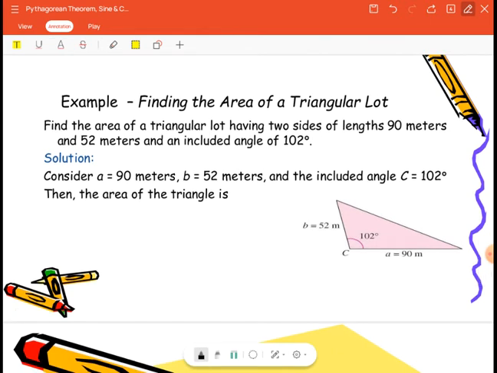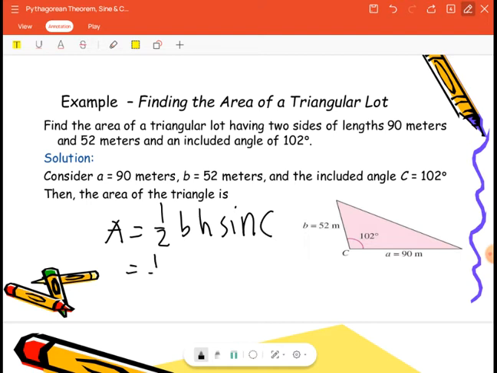Ito naman ang hinahanap dito ay finding the area of a triangular lot. So dito meron tayong dalawang side at saka interior angle, no, included angle. So dito ang area is madali lang, 1/2 base times height, then cosine of, or sine of the interior angle, or C, no?